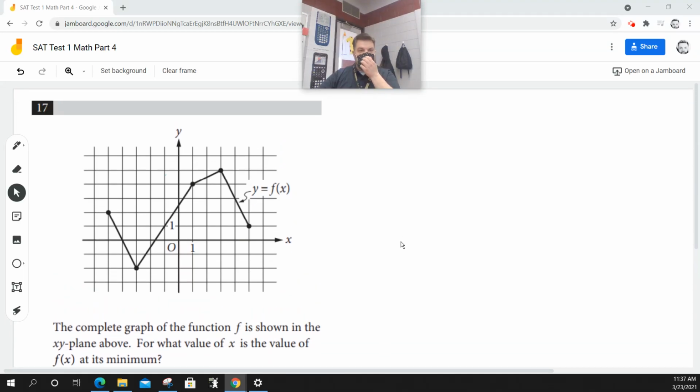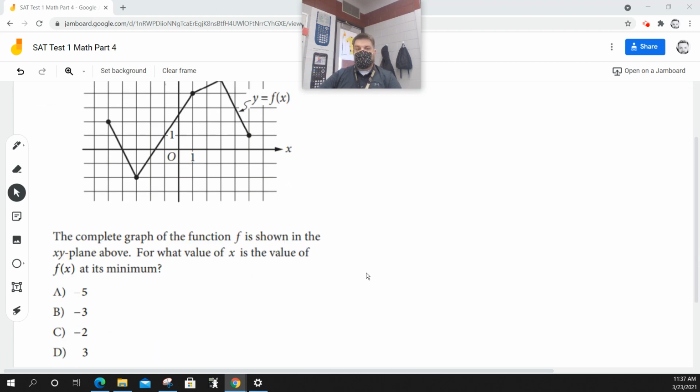All right, so for this one, we have a graph. Problem number 17, we have a graph here. It's a function. It passes the vertical line test. So it says complete the graph. Oh, I'm sorry. The complete graph of the function f is shown in the xy plane above. For what value of x is the value of f of x at a minimum?